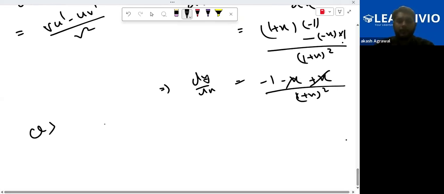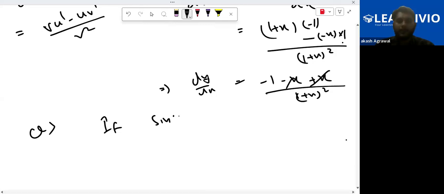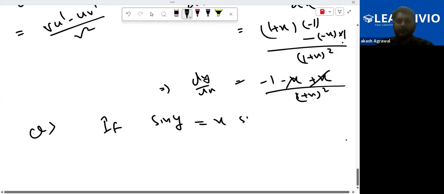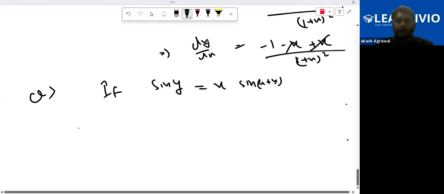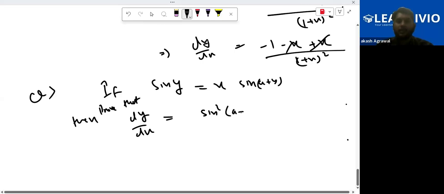No. Okay. If sin y is equals to x sin a plus y, then prove that dy by dx is equals to sin square a plus y divided by sin a.